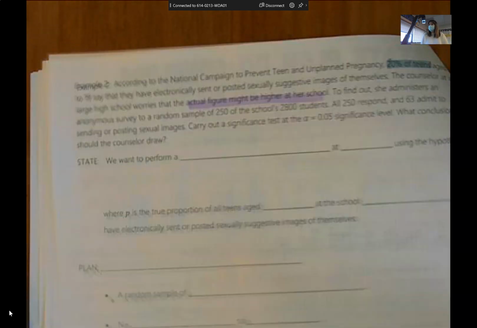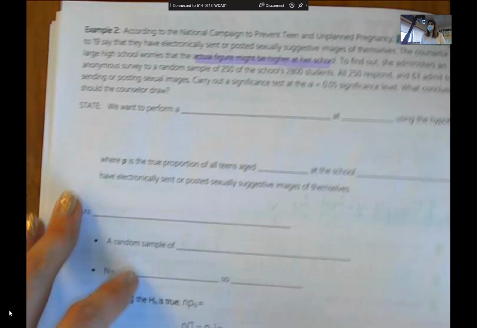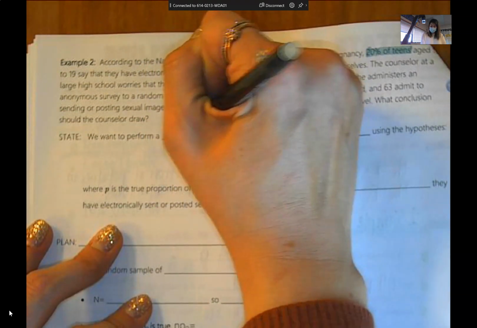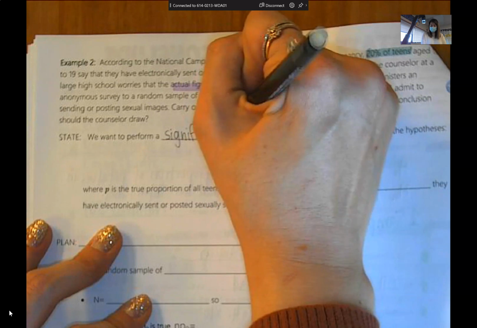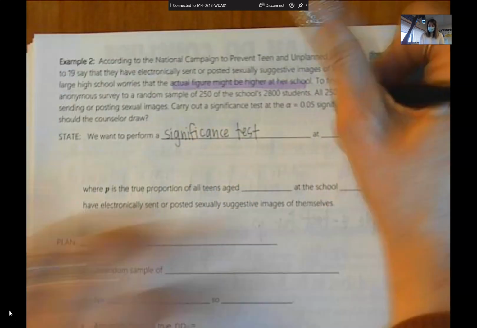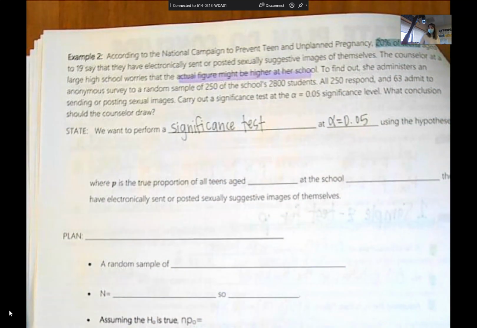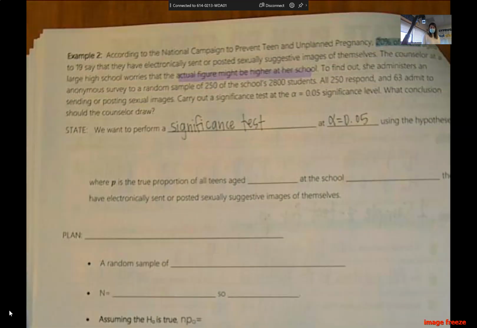Okay, so this starts out exactly the same as the last one. We want to perform a significance test. You could also call it a hypothesis test, at alpha equals 5%. Now you guys write the null and the alternative. Take like 1 minute and write what you think H0 and HA are. You don't have to define p. Just make your null and alternative.